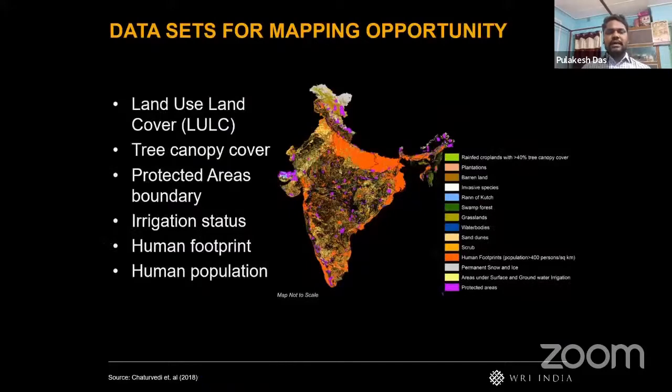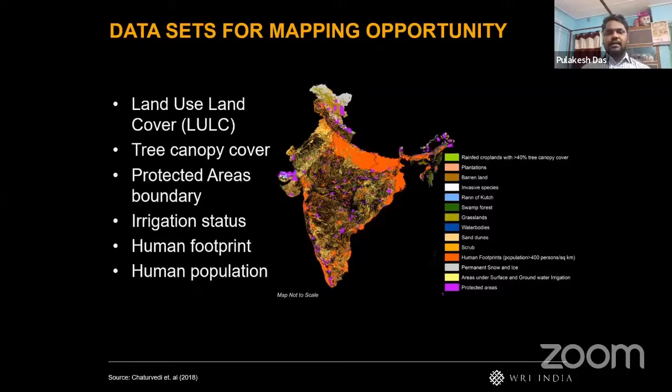So we started with the high resolution India vegetation type map. This map is generated by Roy et al. So we started with this map, and then we also employed the tree canopy cover density in different regions, and we also employed the protected area boundary. So we have applied a certain exclusion principle based on this protected area boundary, and again we have taken layers like irrigation status, human footprint, human population to define our exclusion and inclusion principle.